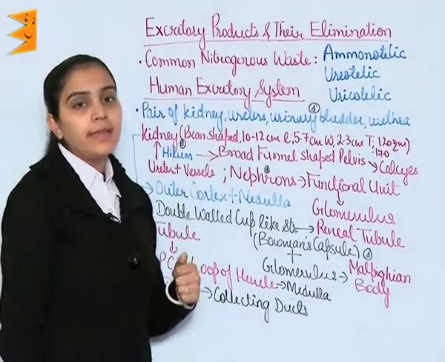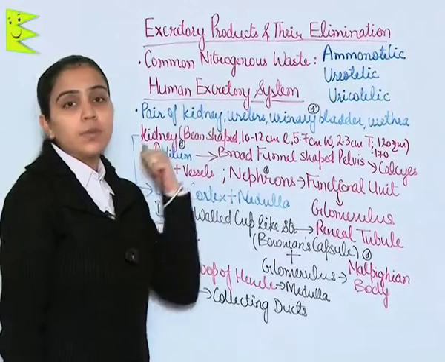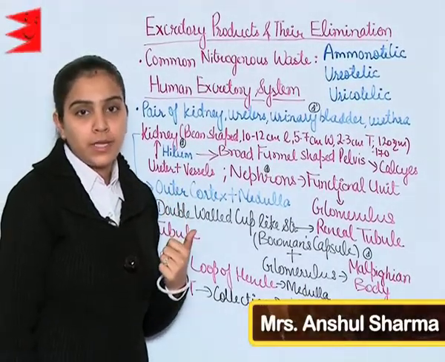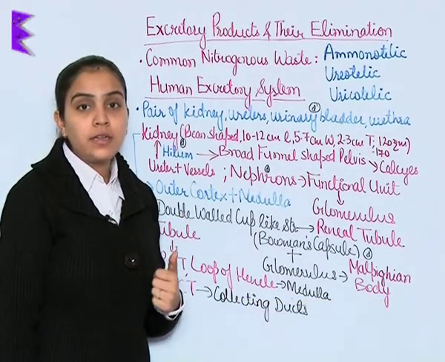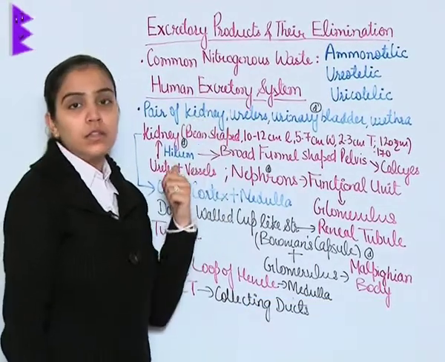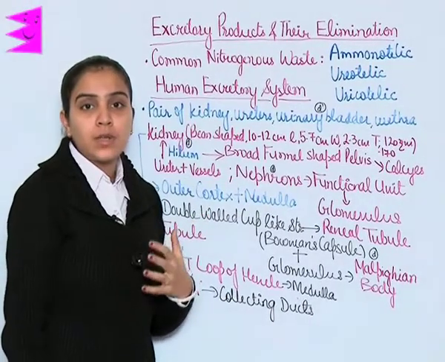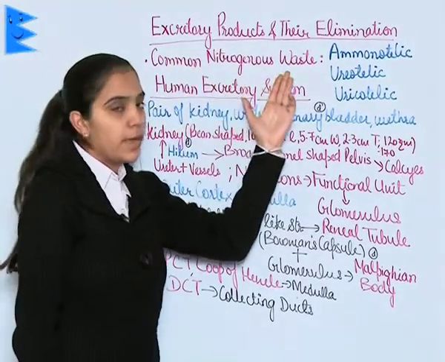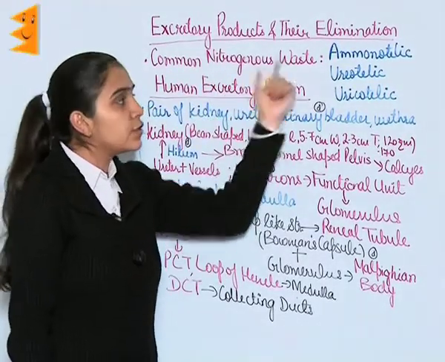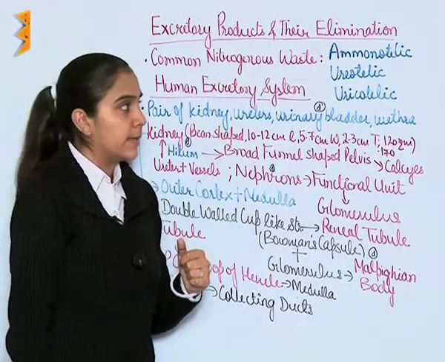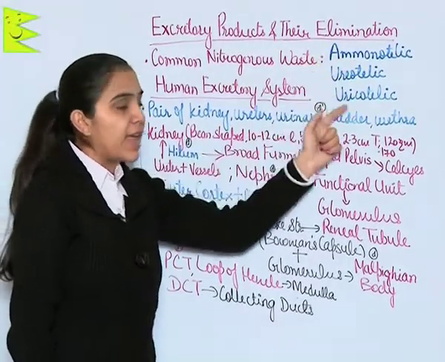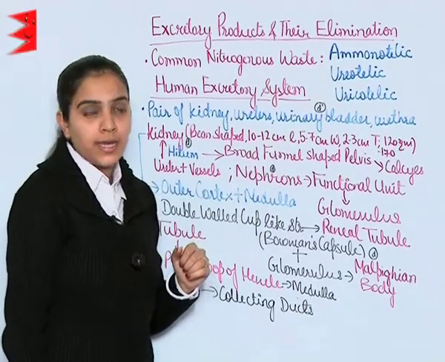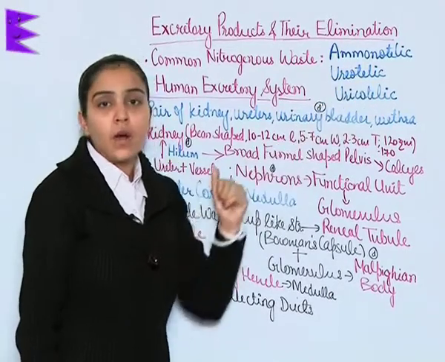Excretory products and their elimination. Due to processes like metabolism, or maybe due to excess ingestion, organisms tend to get ammonia, urea, uric acid, etc. deposited in their body, which is known as common nitrogenous waste, and this waste is to be eliminated from their body.